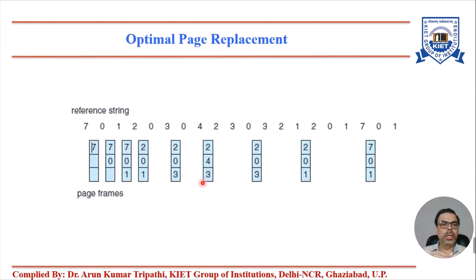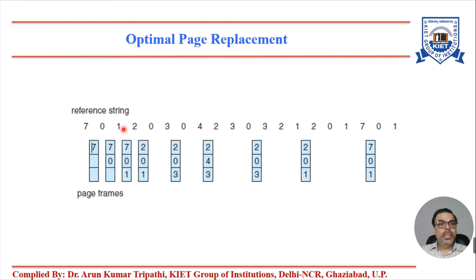Now, optimal. The optimal algorithm is better than FIFO. How will it work? Let us see. It will search for the reference string 7. Here is a page fault. Then after that 0, it will be brought into memory because there is sufficient space, or we can say the frame is empty. So 0 will be brought in. Then after that 1, yes.